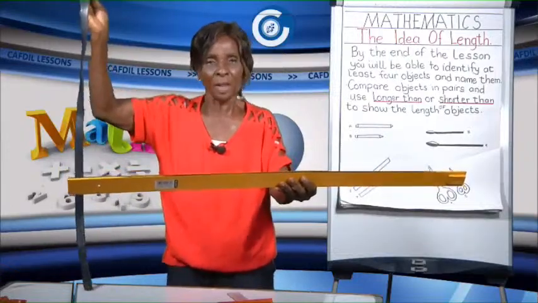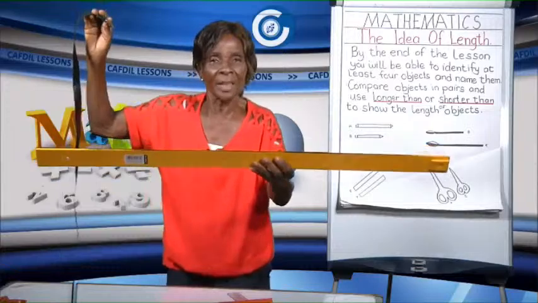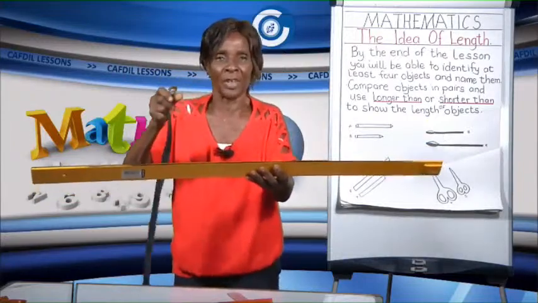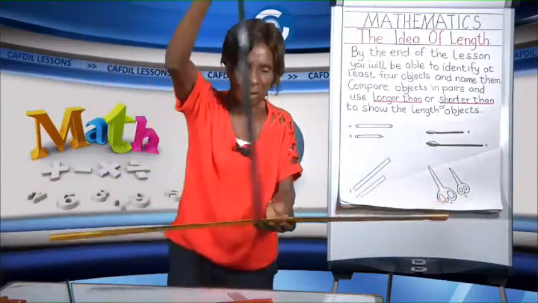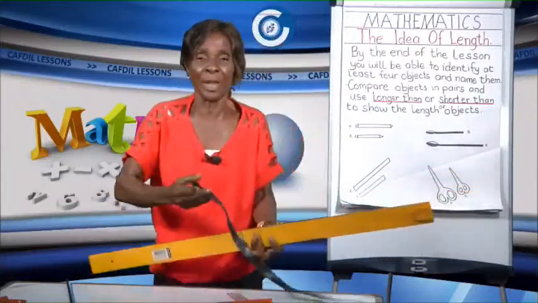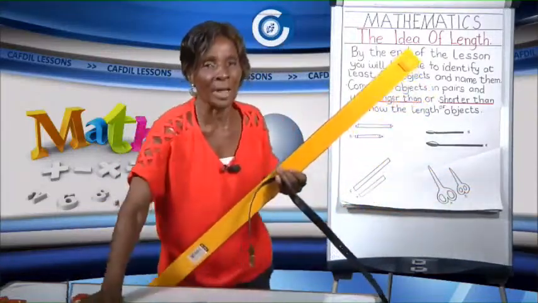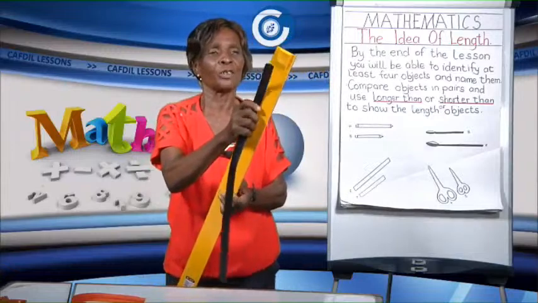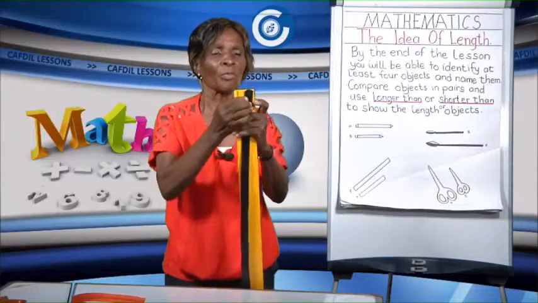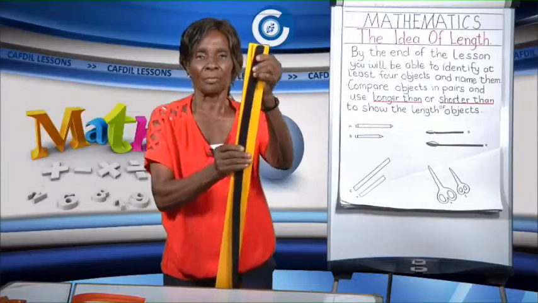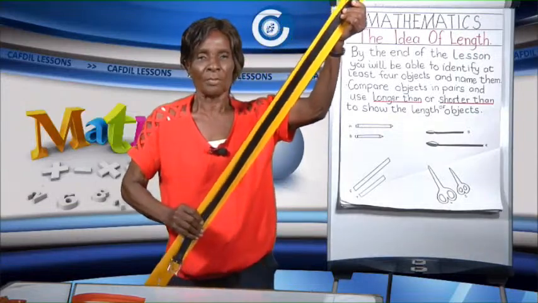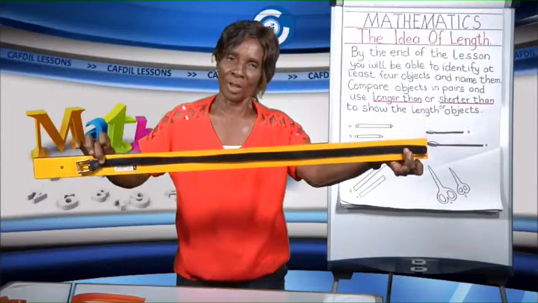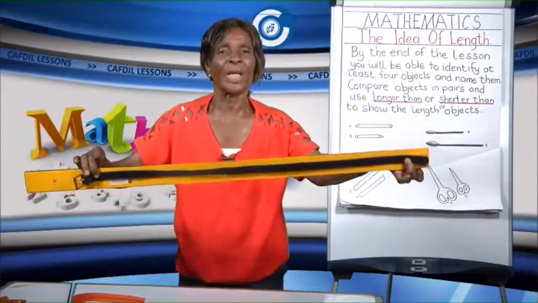Yes, the belt. Somebody says the belt. Good. Yes, the ruler. Now, what must we do so that we get the difference? I should place the belt on the ruler so that we know which one is longer than. Now let's look at it. Have you seen that? Good. Now we can compare.